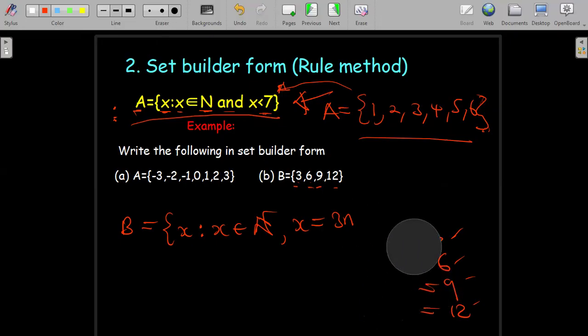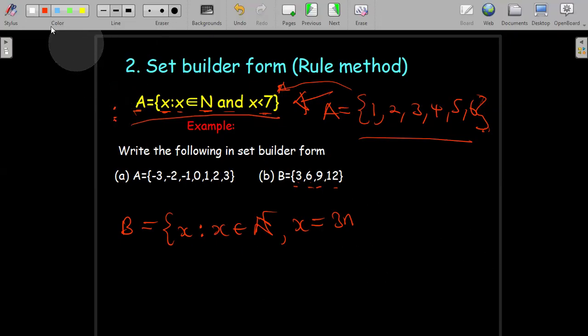Then you describe also the range for the n. So you're saying that n is just in between 1 and 4, because we put 1, 2, 3 up to 4 to get these numbers.